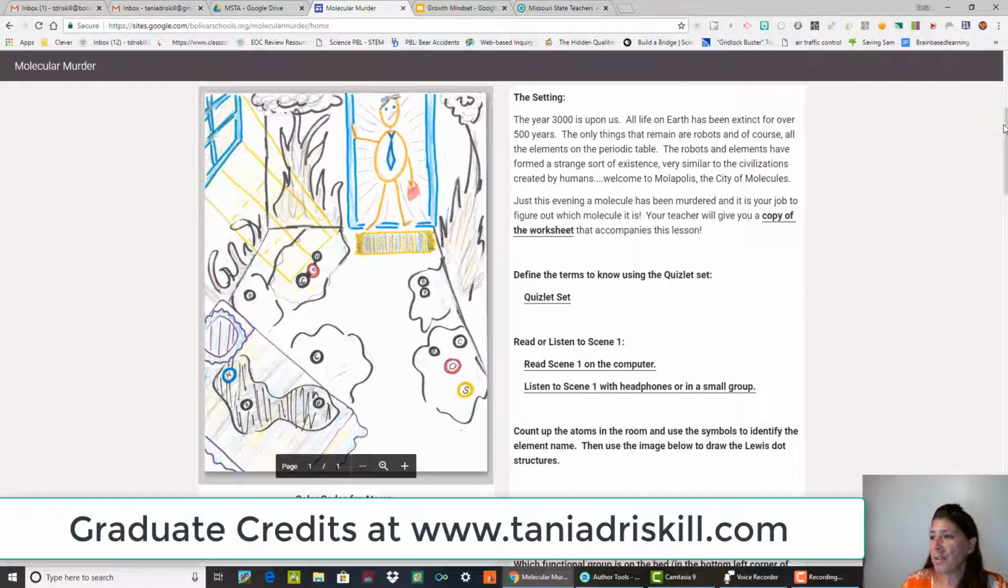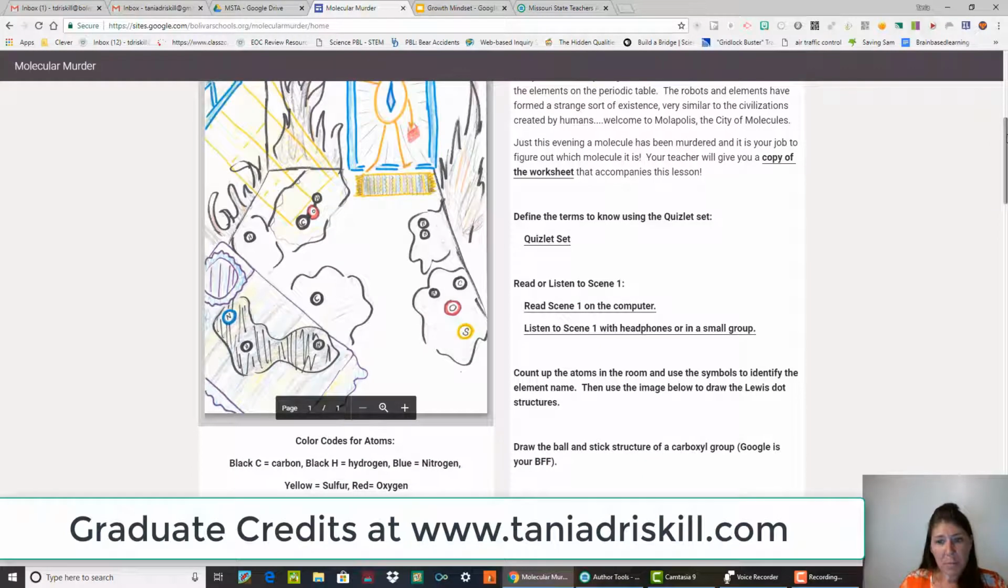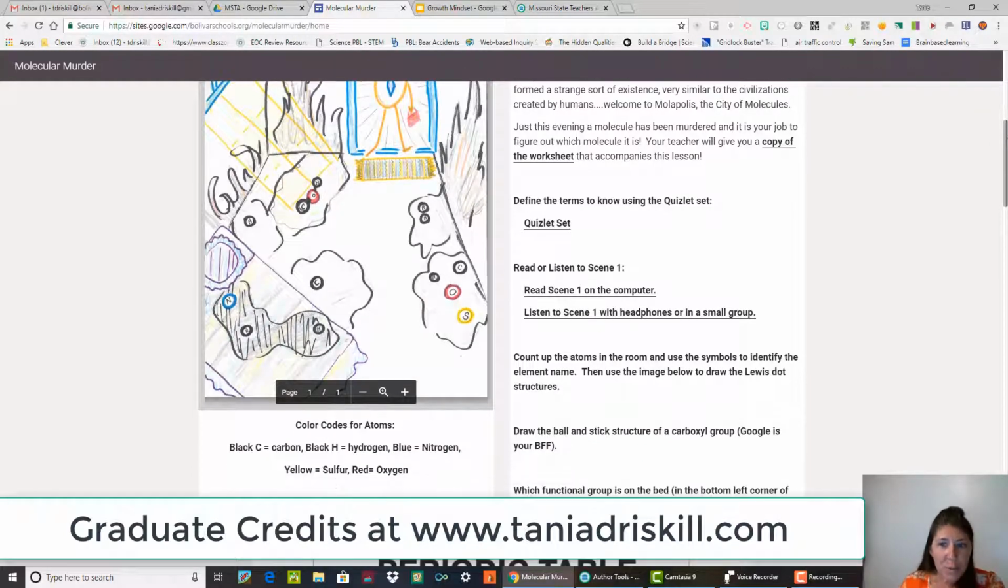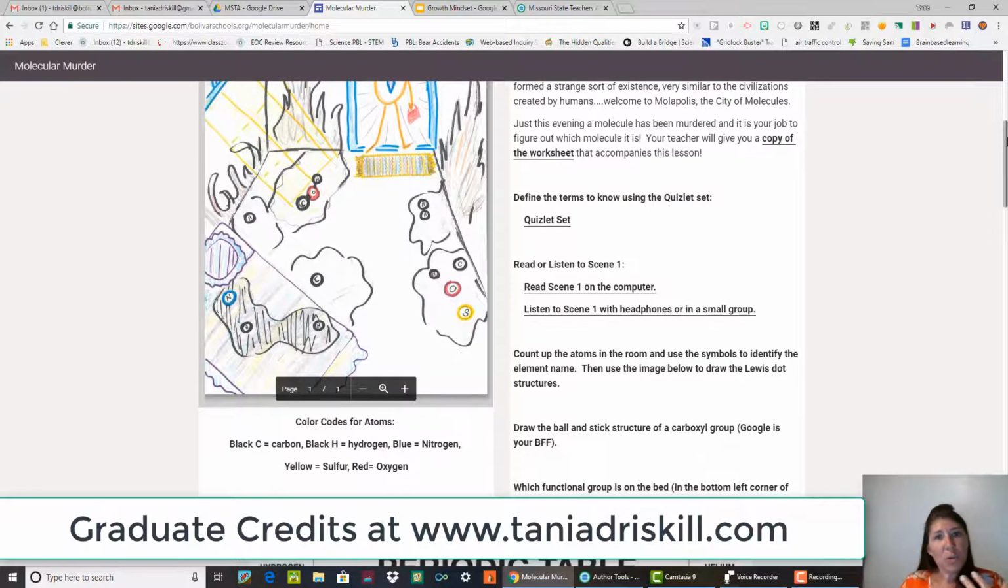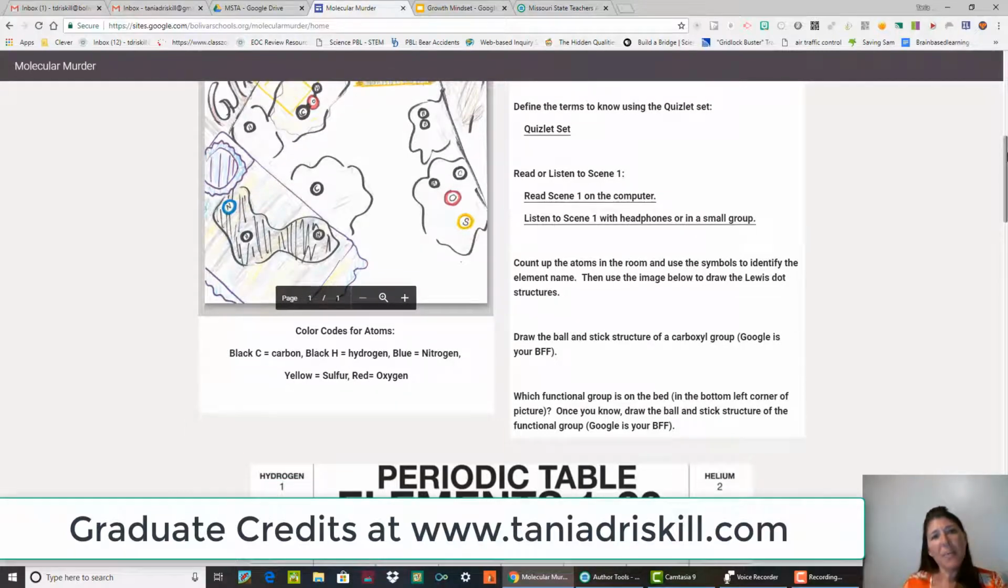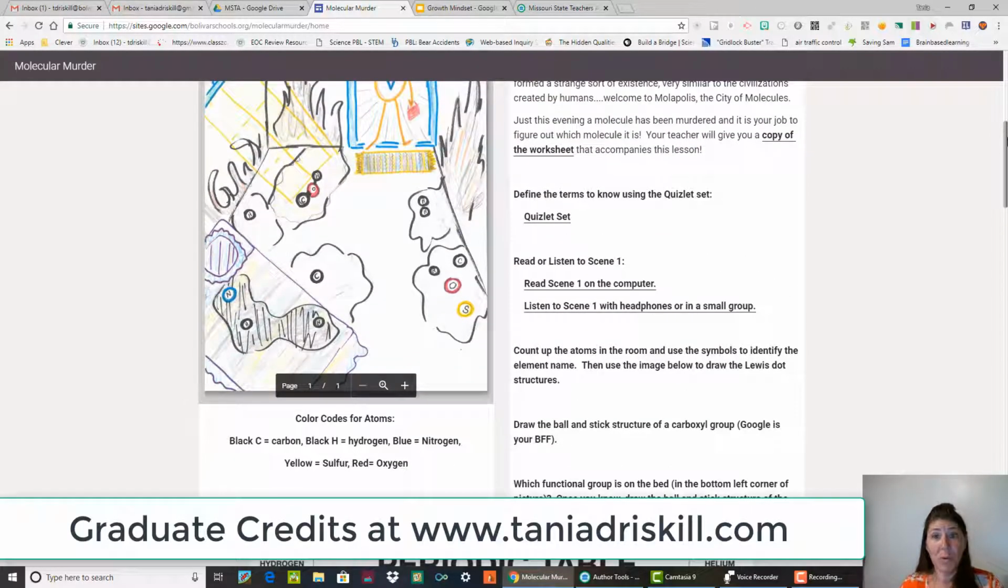And so the kids have to go through and they're given prompts, like which atoms are in the room, what does their Lewis dot structure look like? So they have this form that they're filling out as they go through. But nothing is clear to them, really. They have to research this and figure all this out themselves. The goal is to figure out which molecule was murdered.